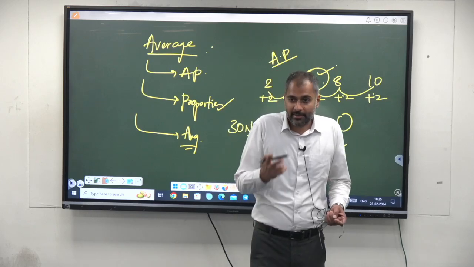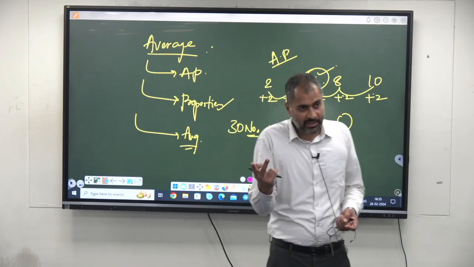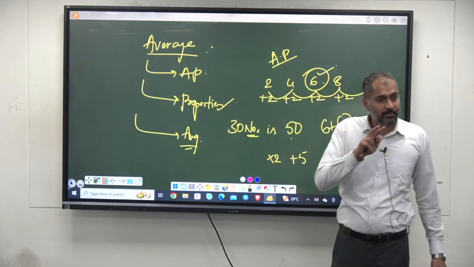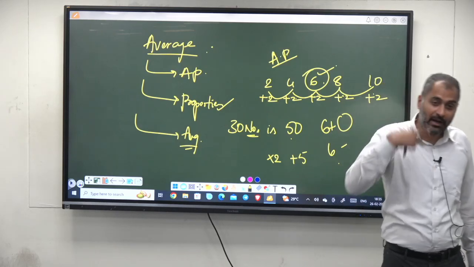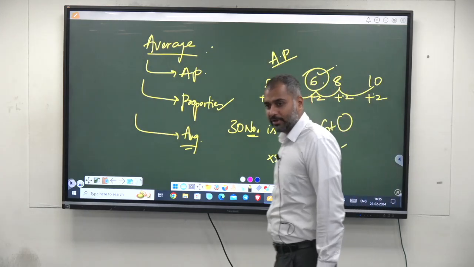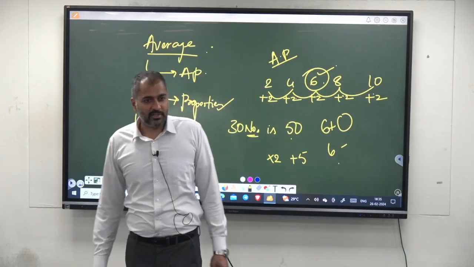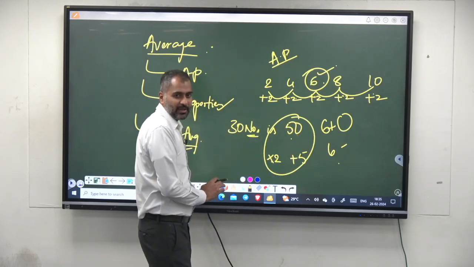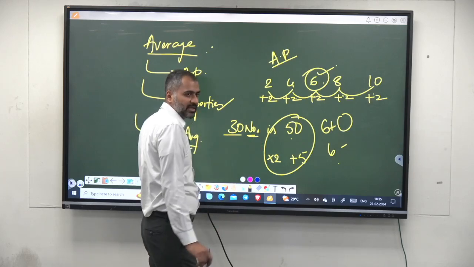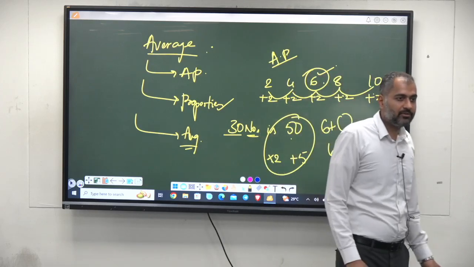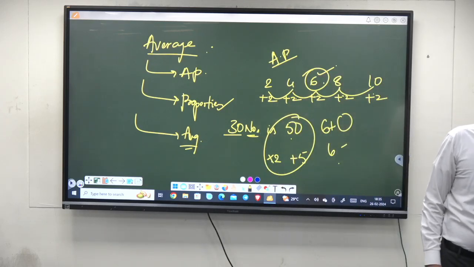30 numbers were there, their average was 50. After this, I am multiplying each number by 2, and after that, I am adding 5 to each number. What is the new average? This is the new average: 50 into 2 plus 5. No matter 30 numbers, 100 numbers, 200 numbers, 2000 numbers, whatever happens with each number happens with the average also.